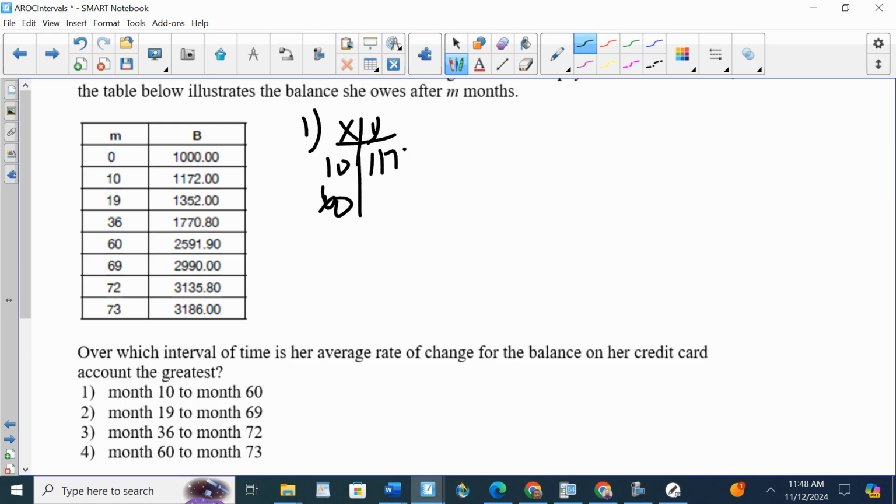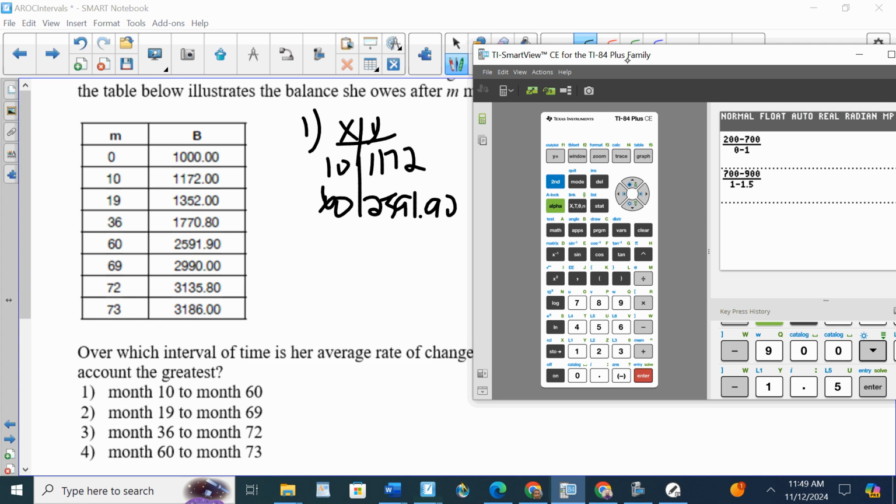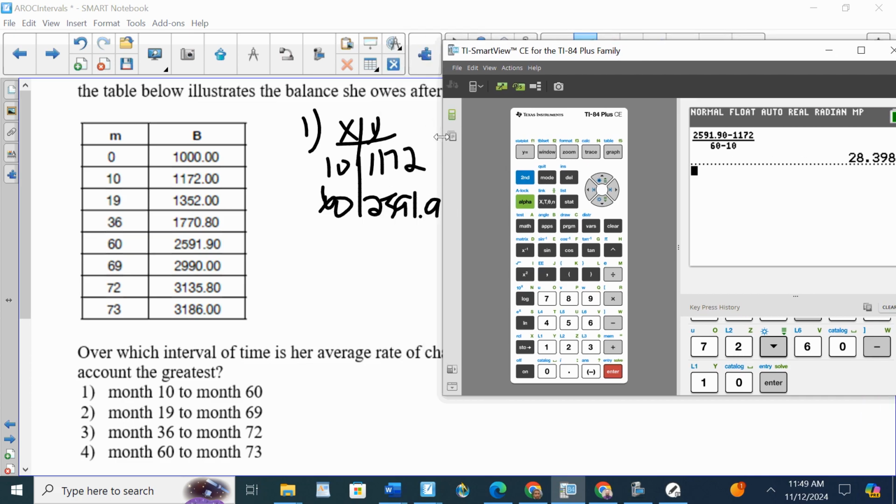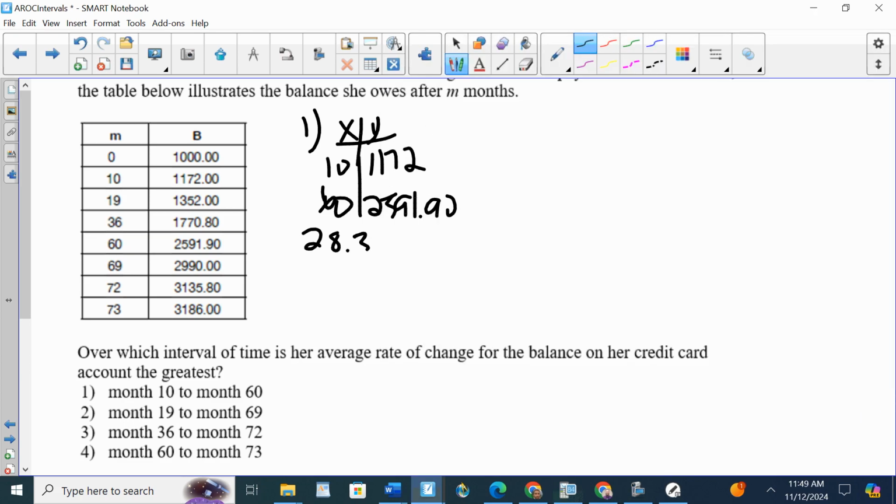10 is 1172, 60 is 2591.90. I'm just going to write it out in the calculator. Bottom minus top, 2591.90 minus 1172 over, for the x's, bottom minus top. Choice 1 is 28.398. Now we'll go to choice 2.